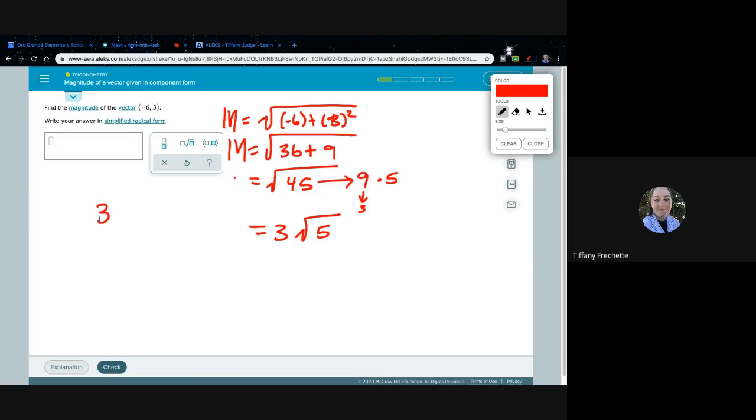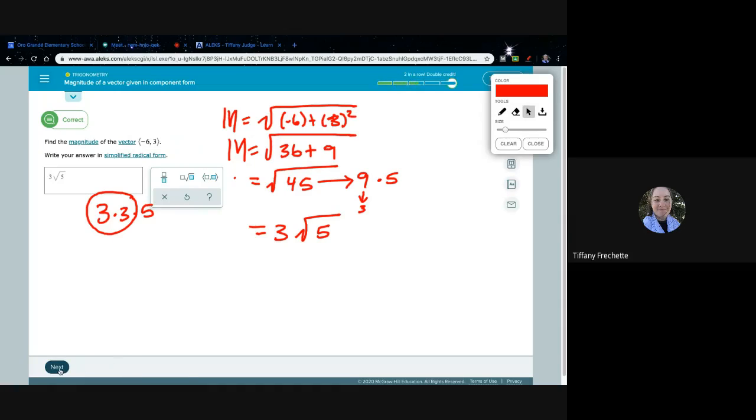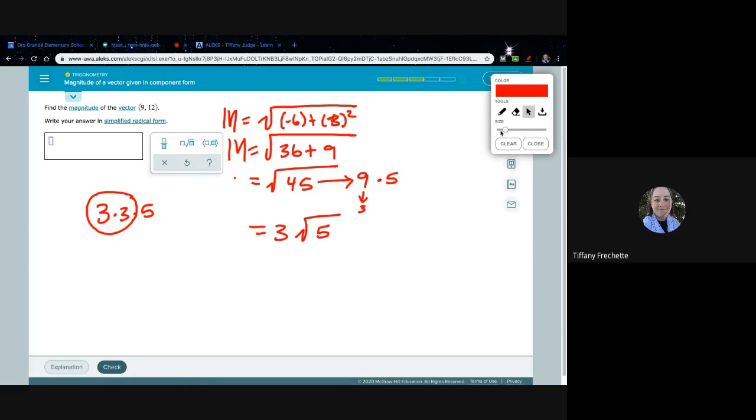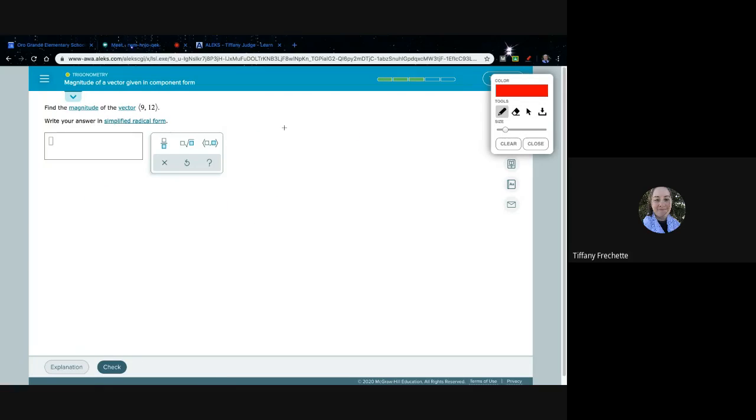Another way to think of that is it'd be 3 times 3 times 5. I have two 3s, so I can take out 1. There's only one 5, so I have to leave it. This is one of those things. It depends on which way you like viewing that one. All right, check. And next. All right, this is going to be our last one.